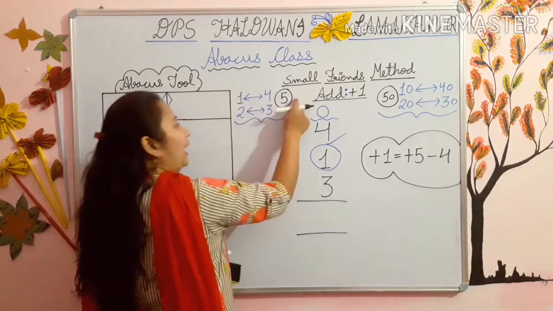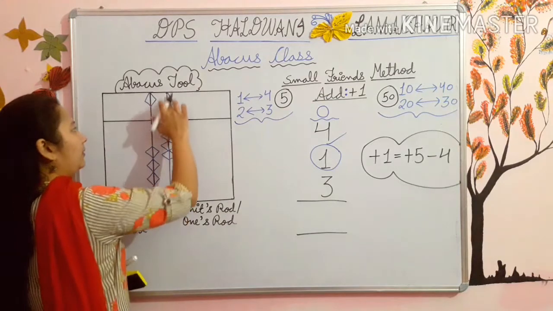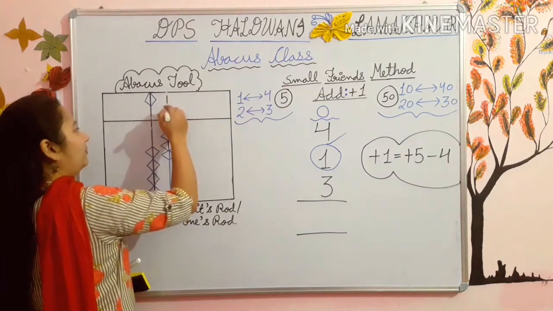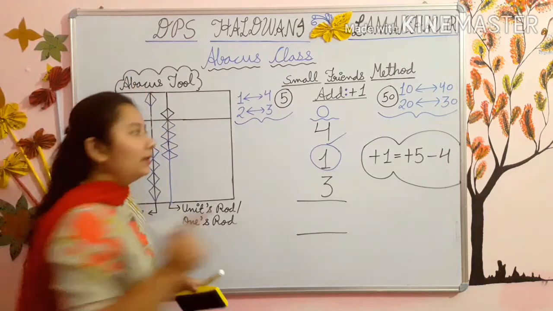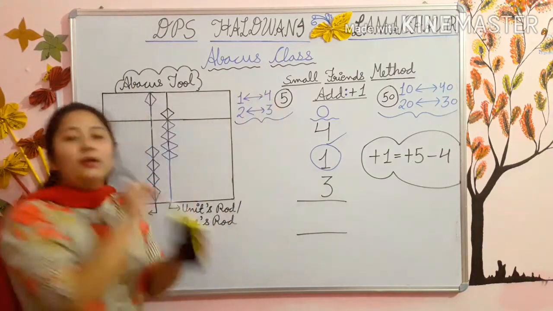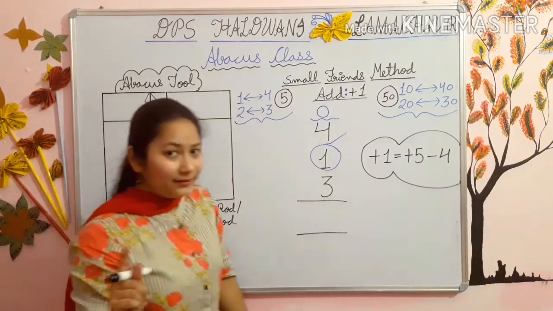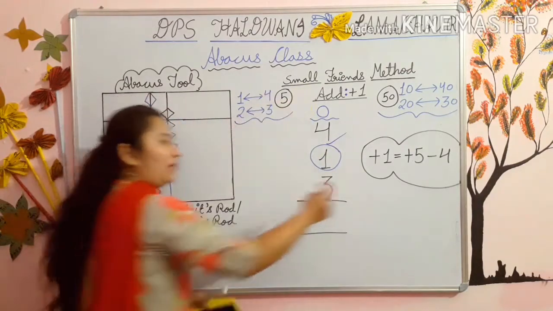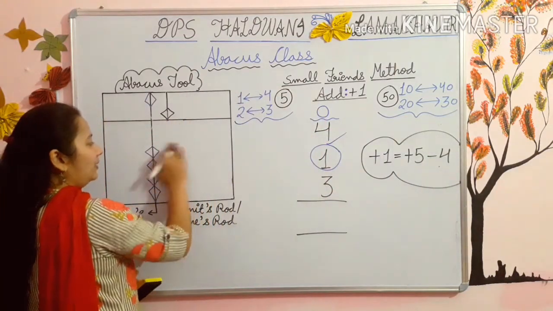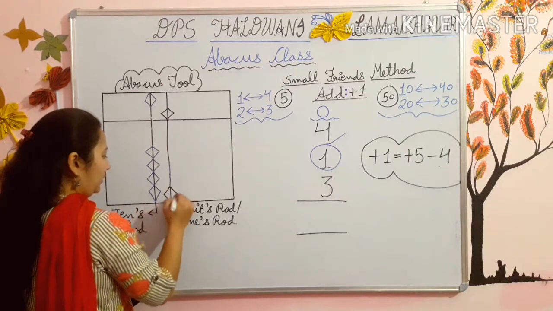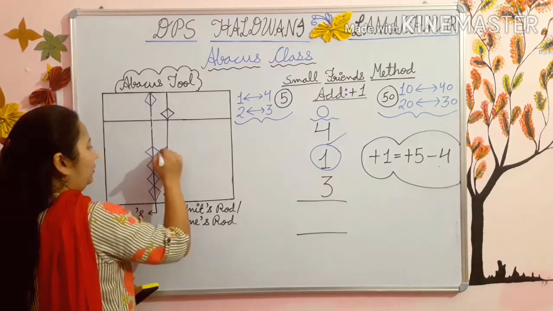First of all, you will add 5. आपको 5 को ऐड करना है. 5 add means 5 bead down. Then you have to subtract your friend. Now what is the friend of 1? 1 का friend कौन था? 4. So you have to minus 4. Minus 4 means 4 beat down. 1, 2, 3, 4.